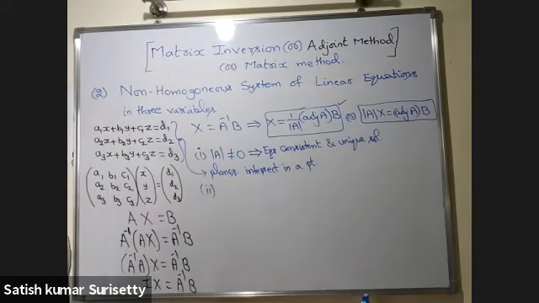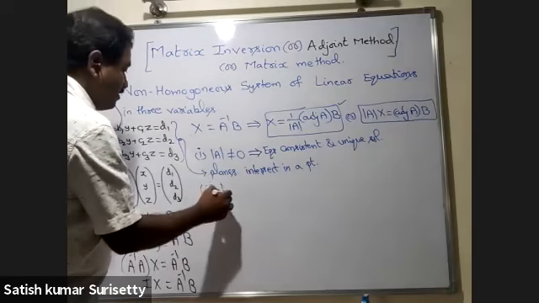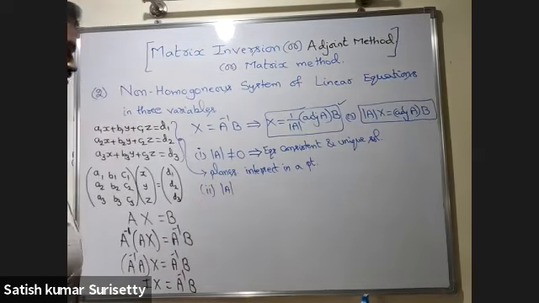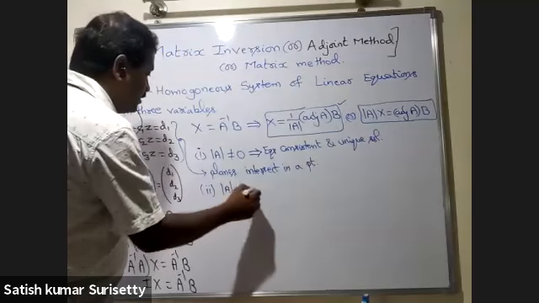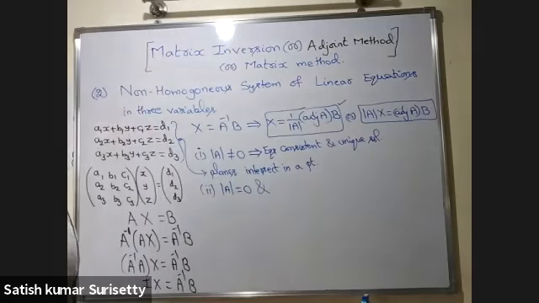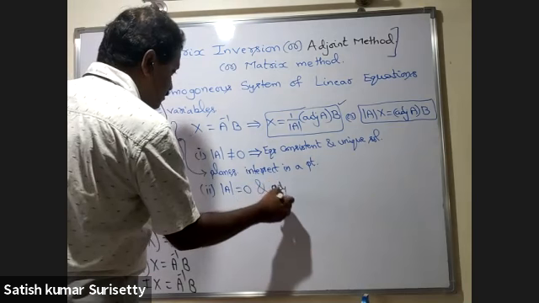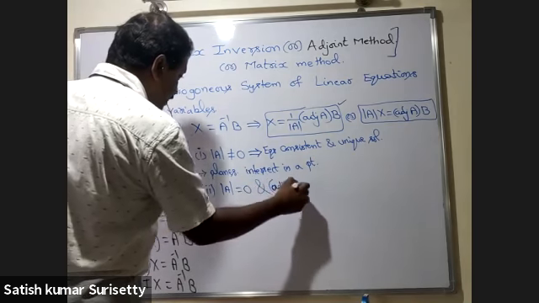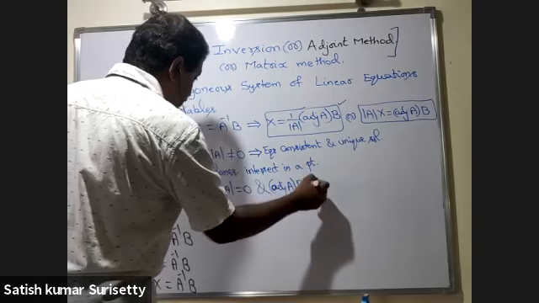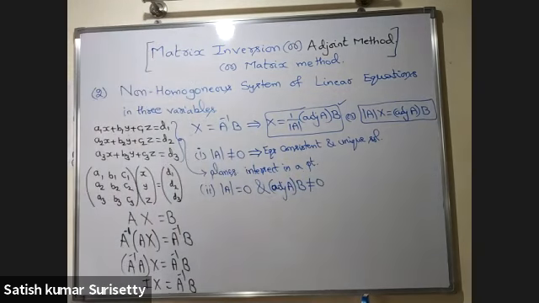Second case: determinant of A equal to 0 and adjoint of A into B not equal to 0.